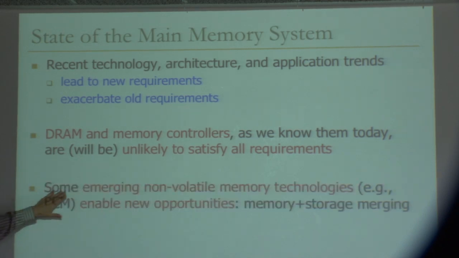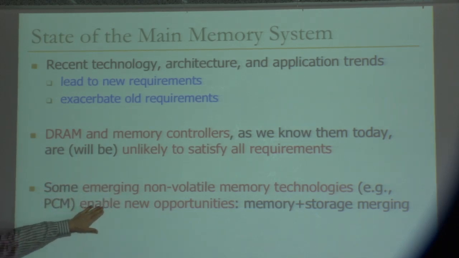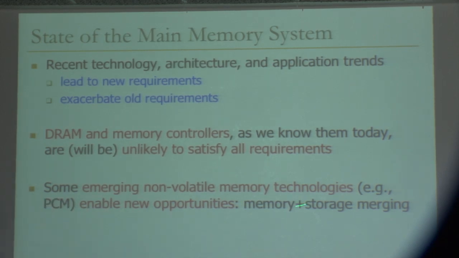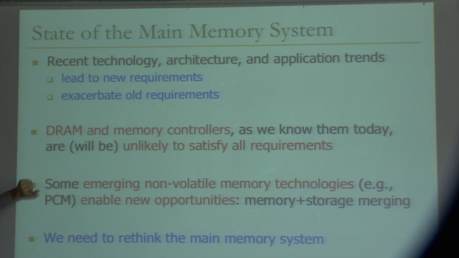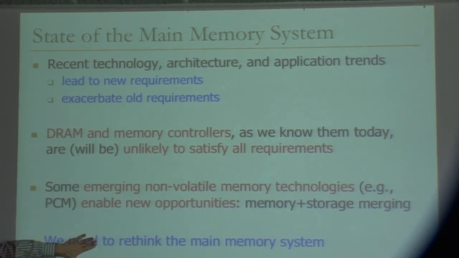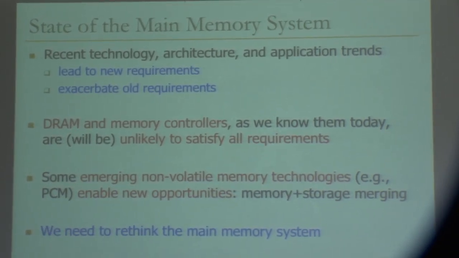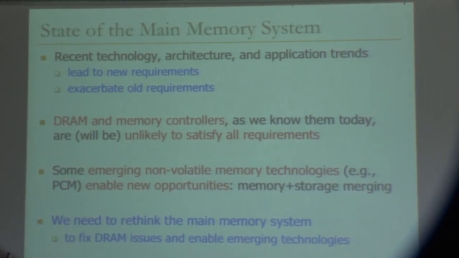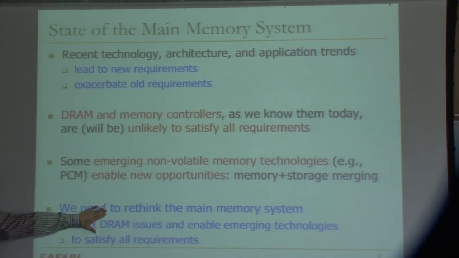And there are some emerging memory technologies that happen to be non-volatile, interestingly, that enable new opportunities. Phase change memory is one example of them. And one of the new opportunities is the ability to merge memory and storage together. And we'll get back to that. So given these trends and requirements, we need to rethink the main memory system today. And given how important it is today, we need to rethink the main memory system to fix some of the issues that we're having with DRAM, which I'll describe, and to enable some of these emerging technologies, while also satisfying all of the requirements that we're seeing.